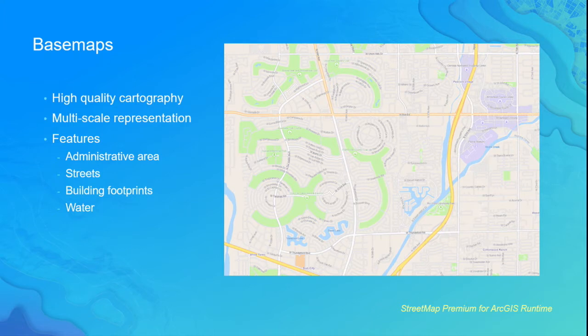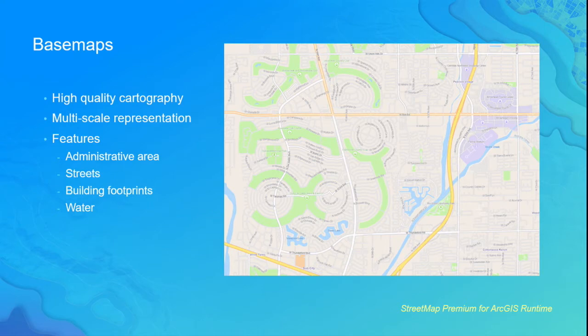The base maps that are included are designed to contain high quality cartography. We've got two maps, a multi-scale representation. One is really for a navigation or mobile experience. Another one is really for a desktop or a larger form factor experience. You've got two maps, same data, just different rendering.